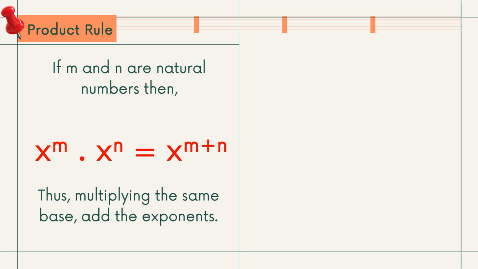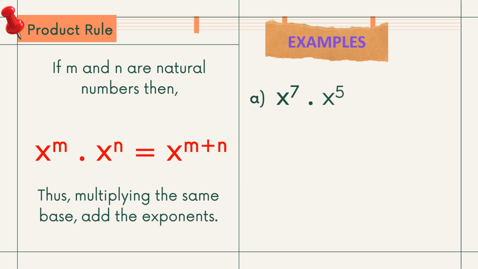Let's try to look at some examples. The first one is x raised to the power of 7 times x raised to the power of 5. This is equal to x raised to the power of 7 plus 5. We're going to add the exponents. 7 plus 5, this is equal to 12. And the answer is equal to x raised to the power of 12.